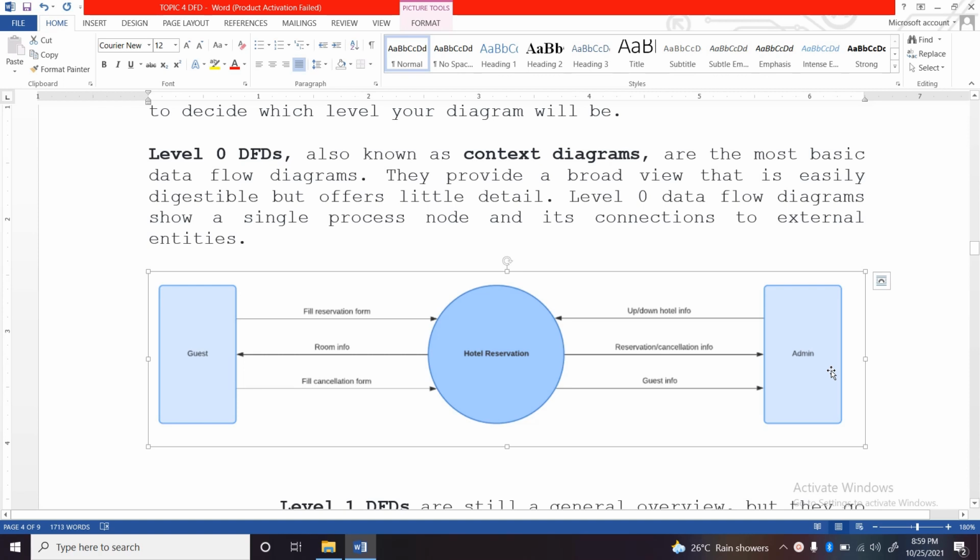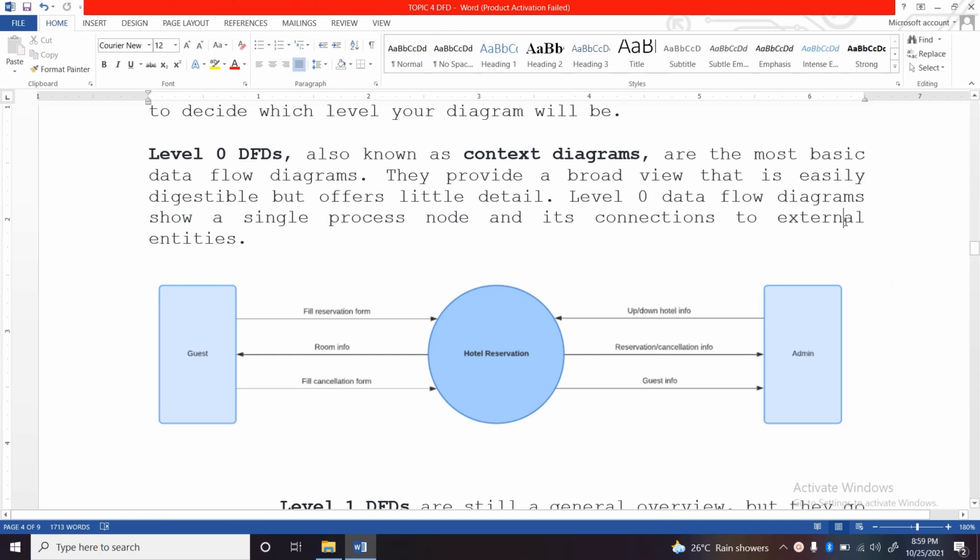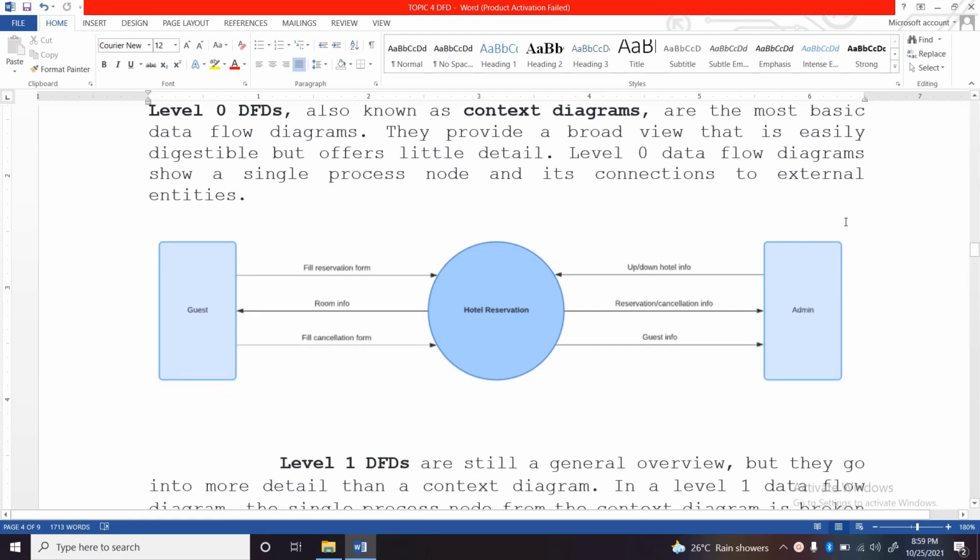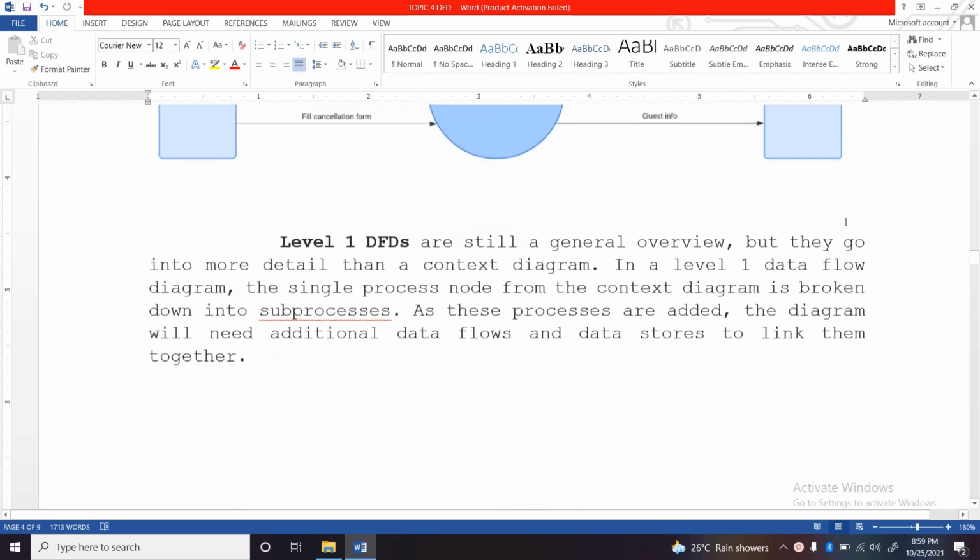And then here on our admin, it has one data flow towards the process, which is update hotel info, and then the process has two data flows towards the admin, which are the reservation or cancellation info, and then the guest info. By merely looking at it, it's very simple. The details are not that many for us to represent our system. So that is for the level 0 DFD or the context diagram.